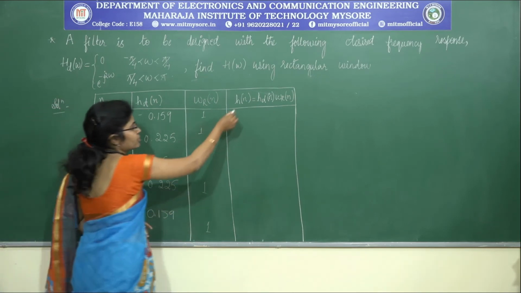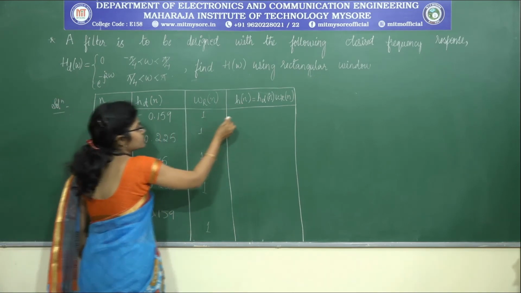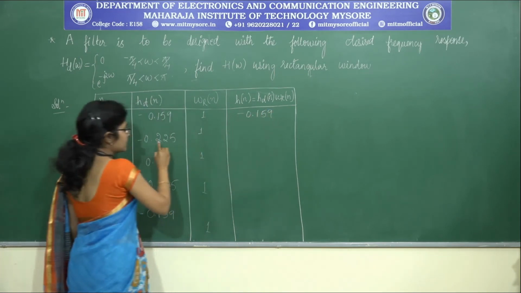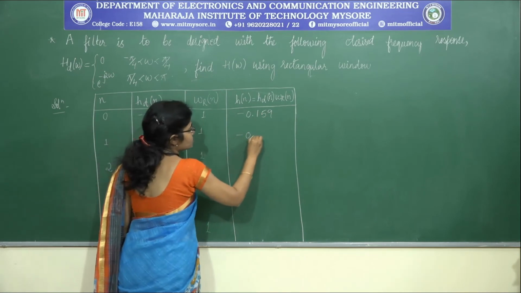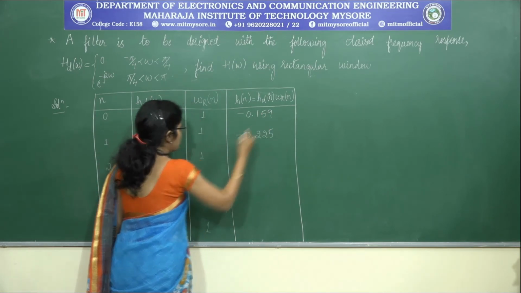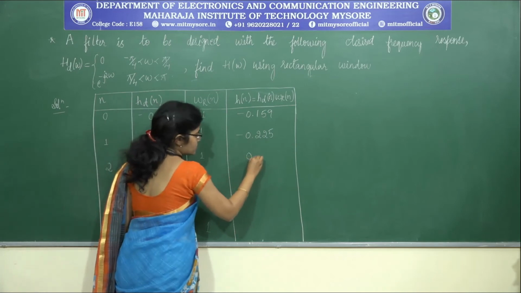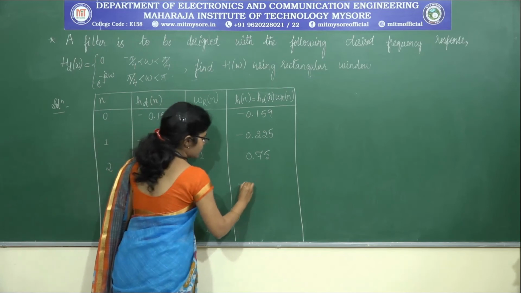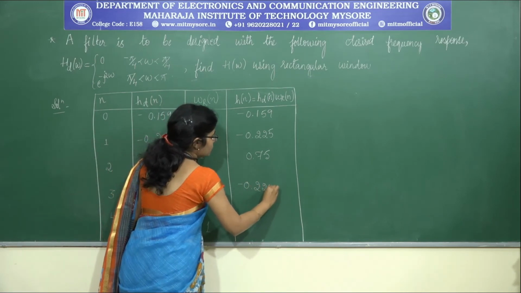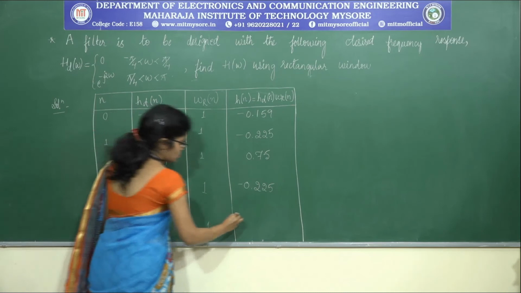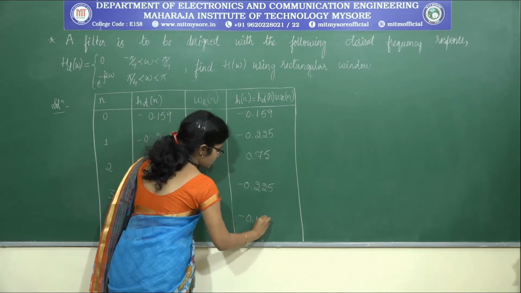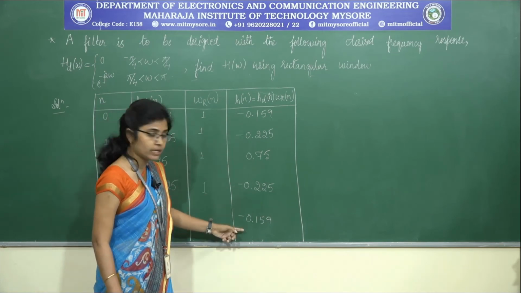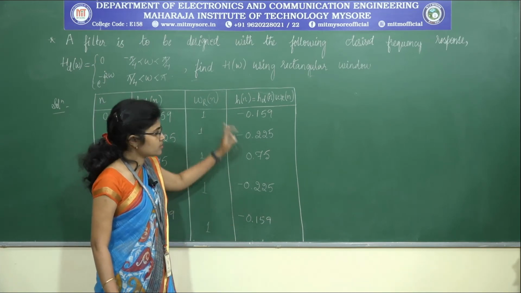Okay, now if I try to find out h of n, it is nothing but multiplication of these two, which gives us minus 0.159. Again, multiplying these two gives us minus 0.225. Multiplying 0.75 with 1 gives us 0.75 only. Multiplying these two gives us 0.225. Multiplying these two gives us minus 0.159.